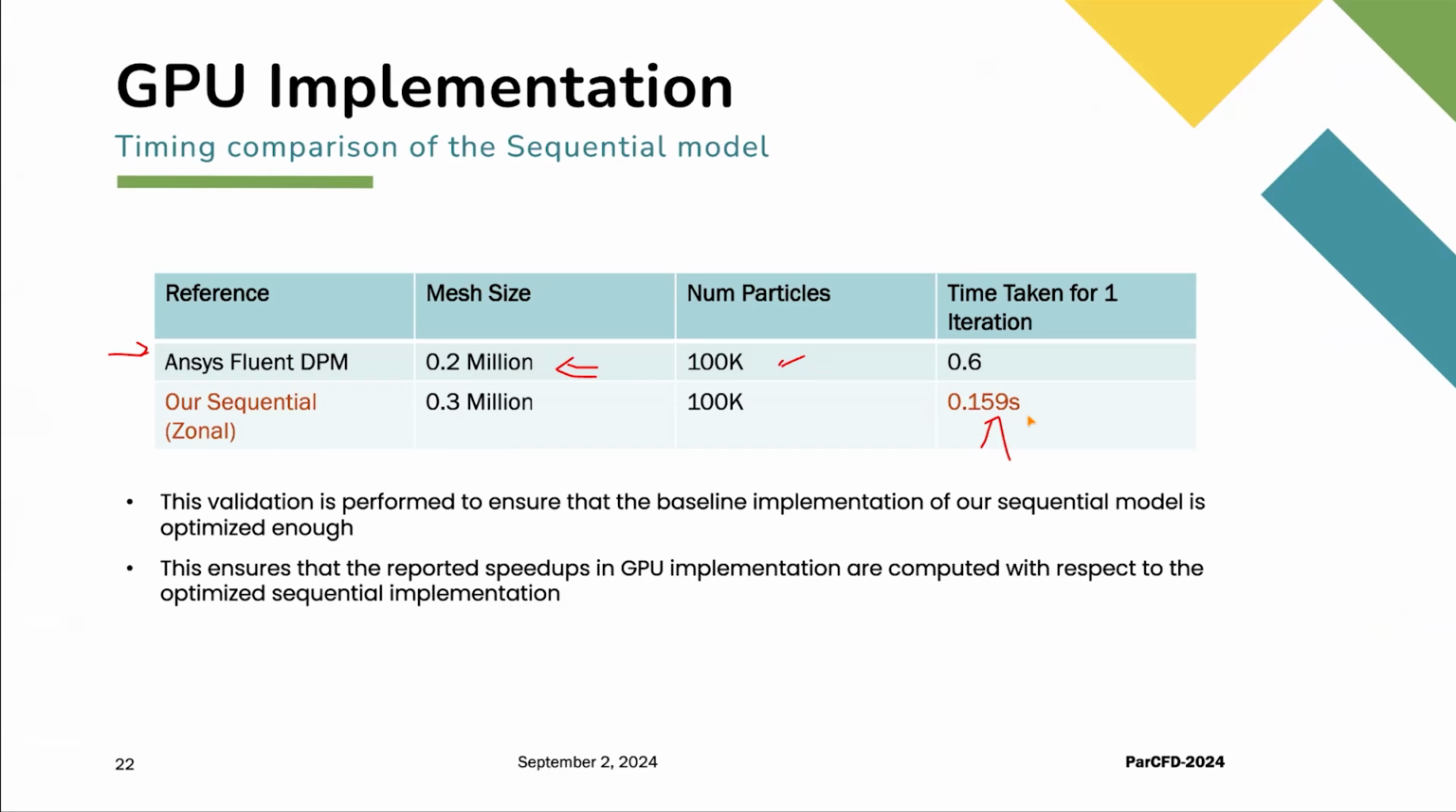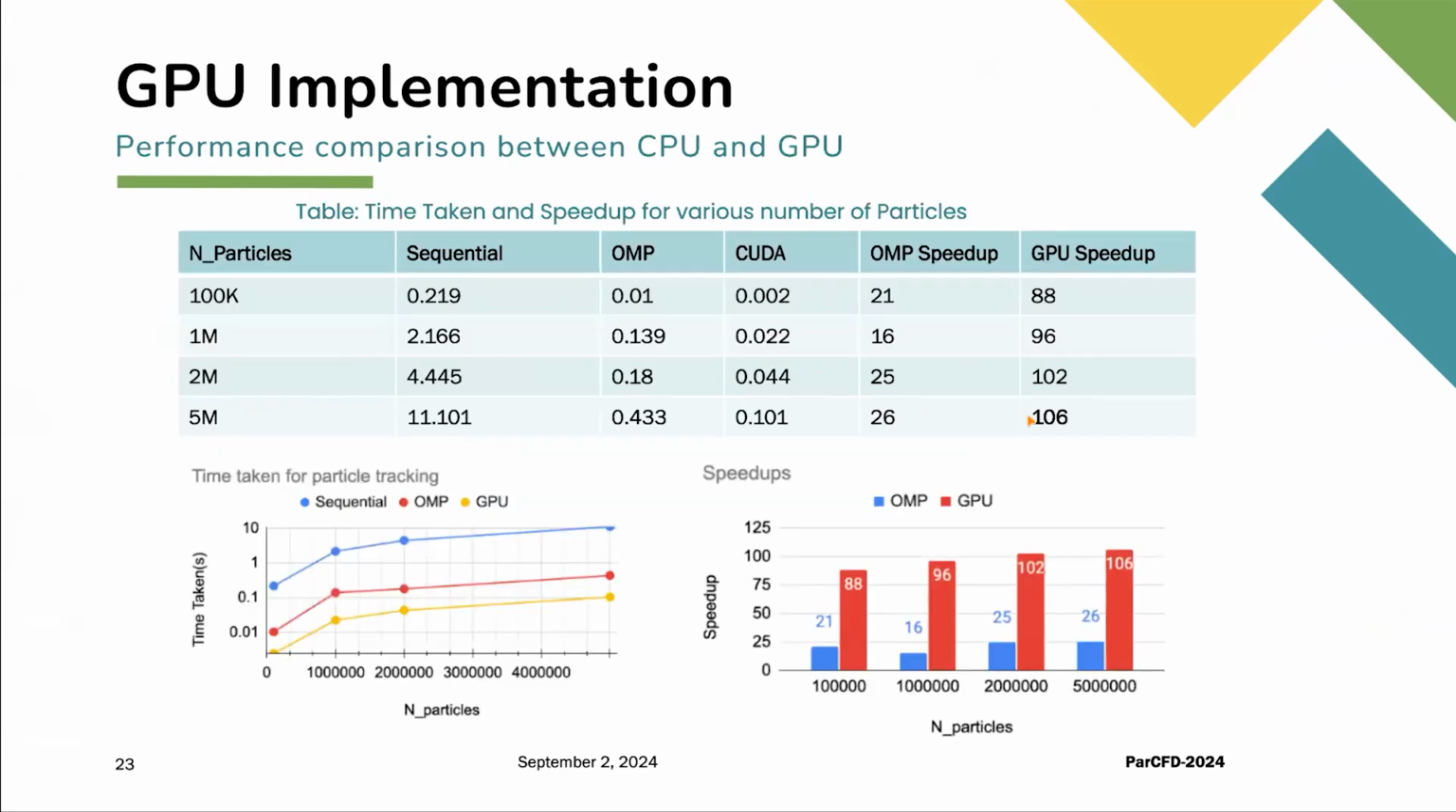After which we moved on to the validation of our code with respect to the OpenMP and the GPU implementation. This OpenMP implementation was done, again, with 48 threads. So you can see for particles ranging from 100K to 5 million, the speedup of OpenMP was almost constant because the number of threads is the same.